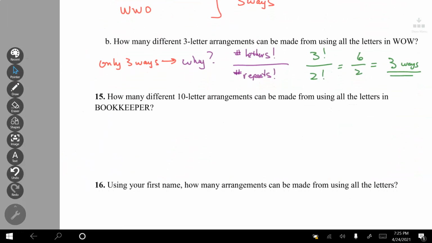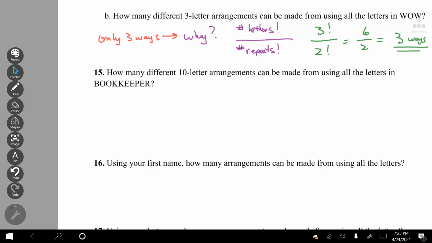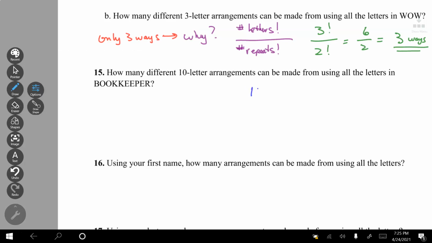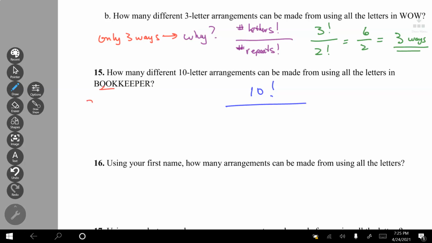So let's apply that to a big word like bookkeeper. Well, bookkeeper has 10 letters, so it's going to be 10 factorial. But I do see 2 O's, 2 K's, and 3 E's. So it's going to be 2 factorial, 2 factorial, 3 factorial for all the repeats.